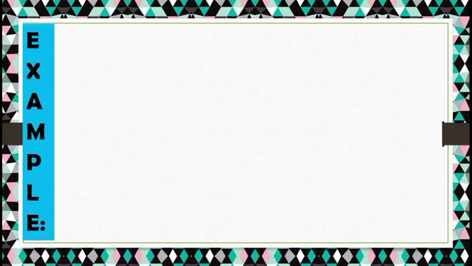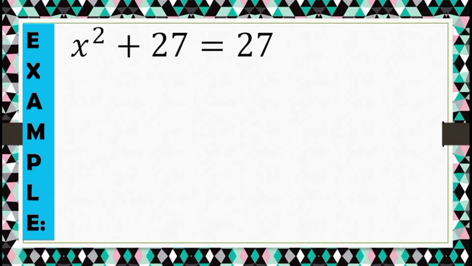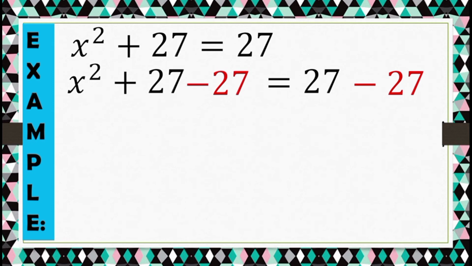Let us proceed with our next example. X squared plus 27 equals 27. So we need to get rid of 27 on the left side of our equation. Using subtraction property of equality, we will subtract 27 on both sides of the equation. The result will be x squared equals 0.